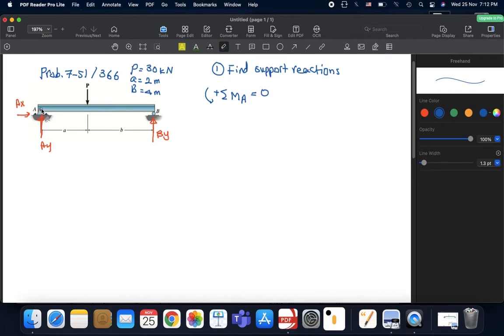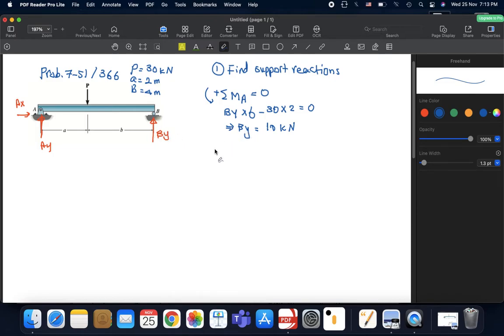This is going counterclockwise, so it should create a positive moment, and this distance is 6. Remember, A is 2 and B is 4, so this is 6. So this is By multiplied by 6. Now P is going clockwise and has a value of 30, so minus 30 multiplied by 2. This should give us a value of 0. So immediately By will be 10 kilonewtons. Since it's positive, the direction that we assumed is correct.